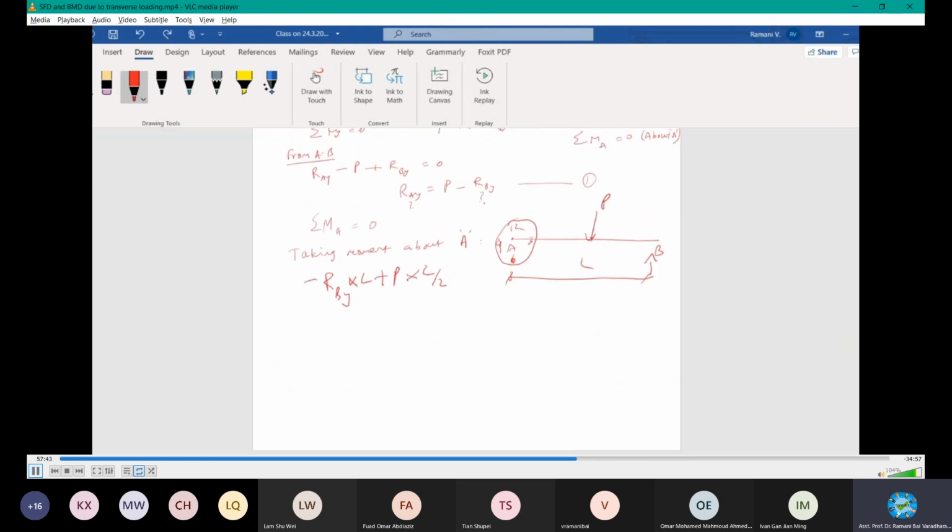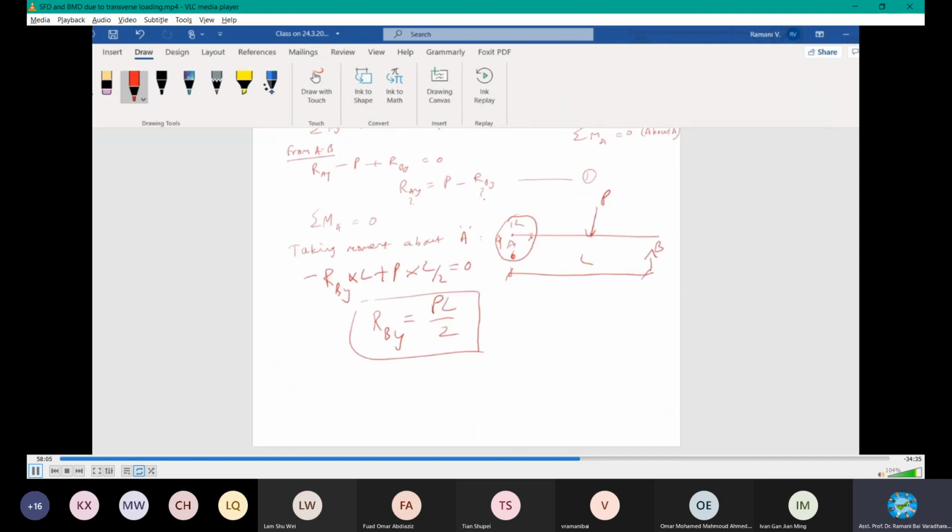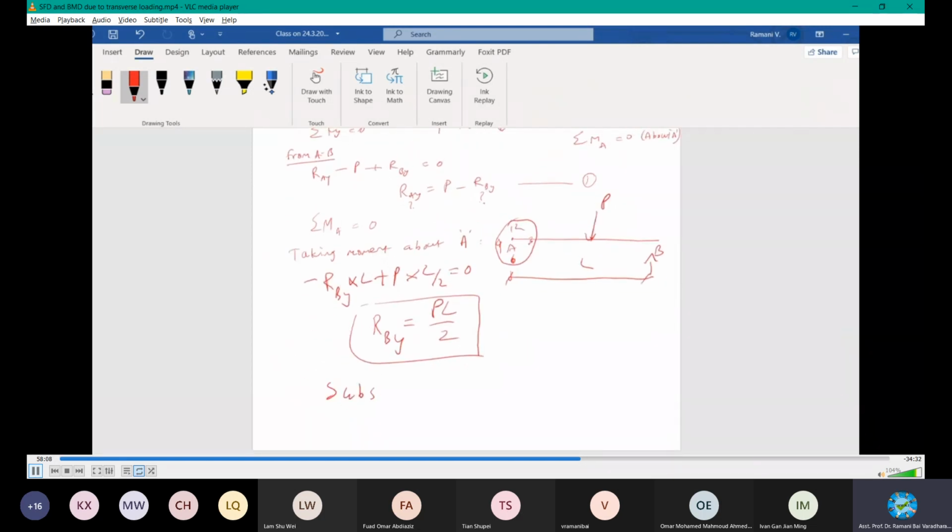Have you done all the loading and the distance? Yes, done. Equated to 0. That's all the forces and moments. Now we can find the unknown RBY. Take RBY this side, then you end up left with PL by 2. So I got my answer. The unknown is ready. Let's substitute in equation 1.